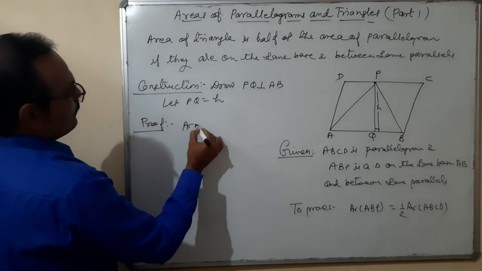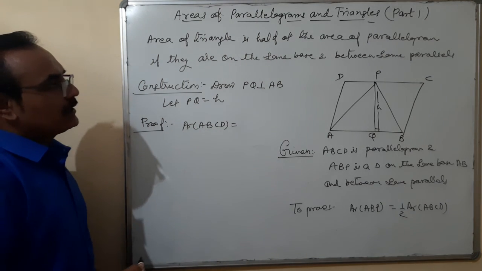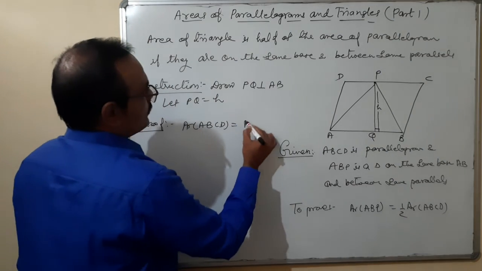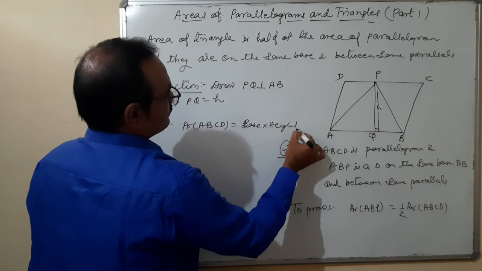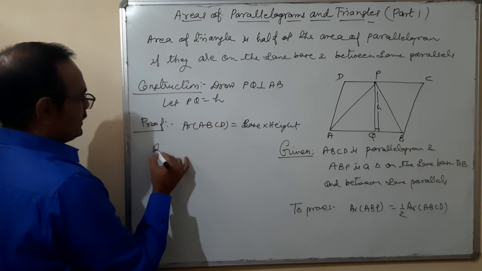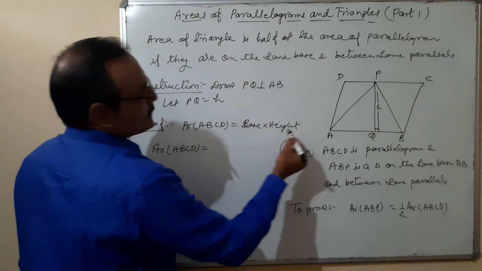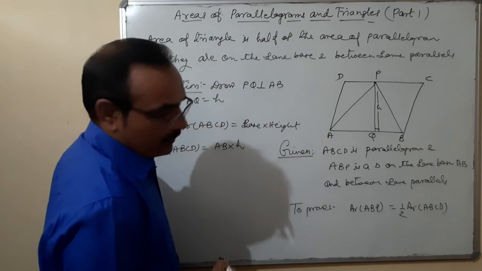Area of parallelogram ABCD. Area of parallelogram ABCD is base into height, the common formula. That means the area of parallelogram ABCD is equal to base AB into height H.